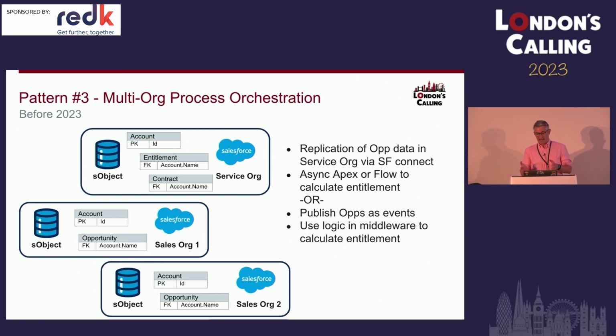The second option, again, is I could use the event bus. I could publish the opportunity that's closed as an event. I could maybe use logic in the middleware to go and query the entitlement, work out what's going on, look at the changes on the event queue, and then calculate the new entitlement. So again, that's an option. Both of those are valid architectures, but it's what's your poison?